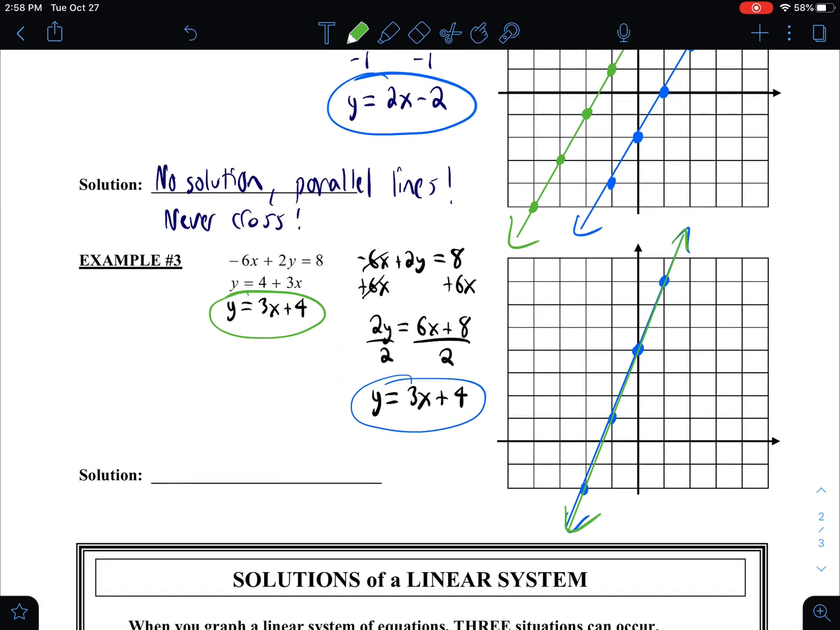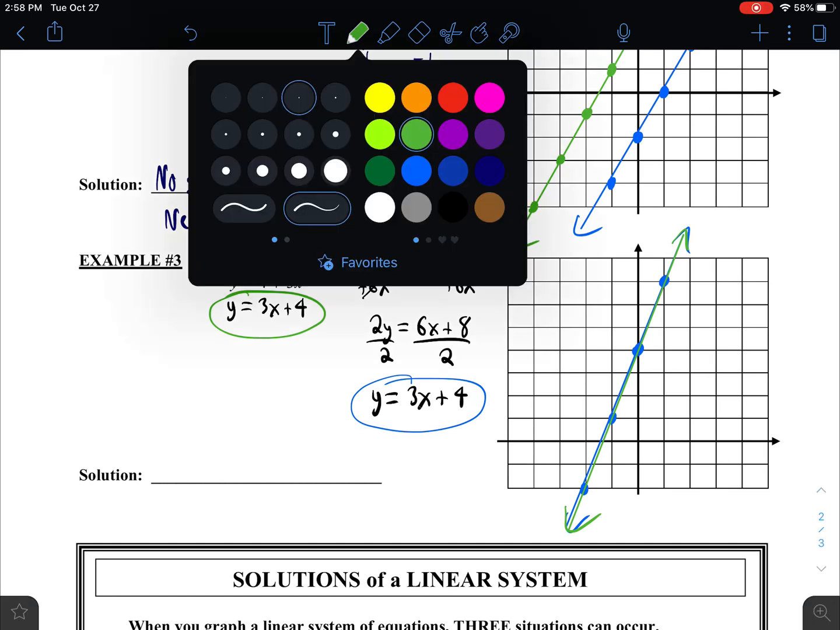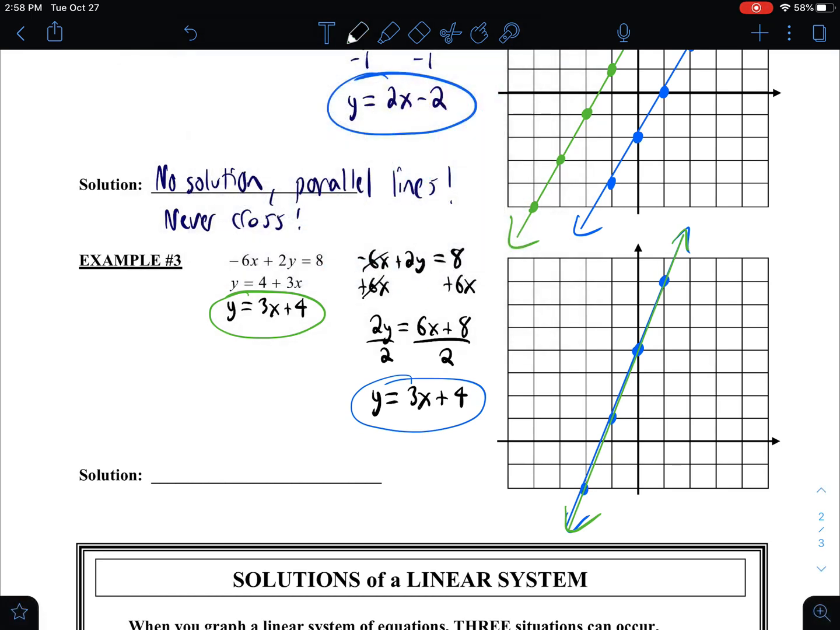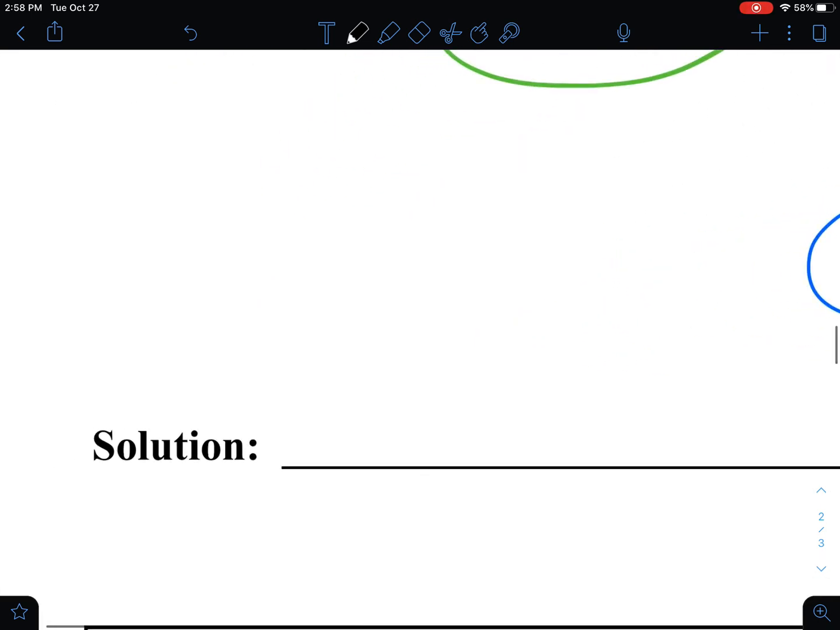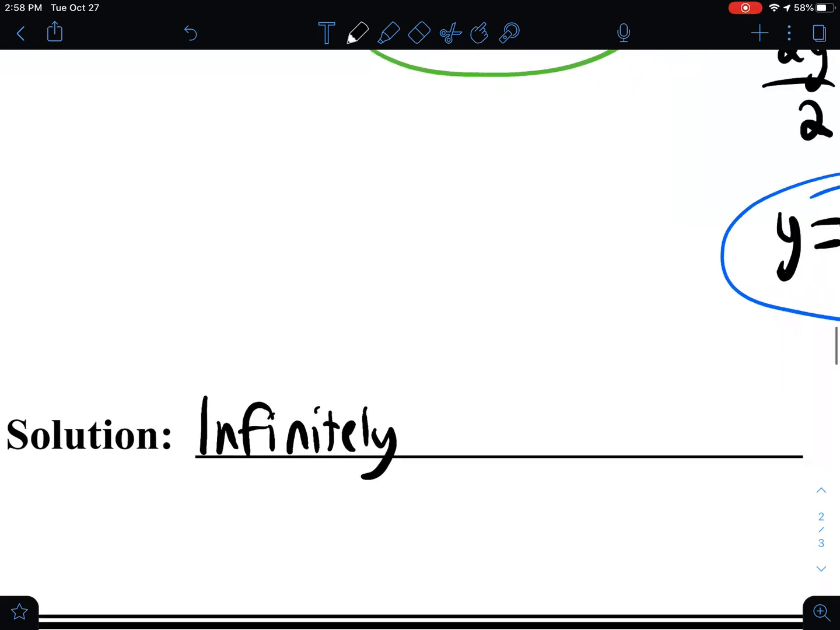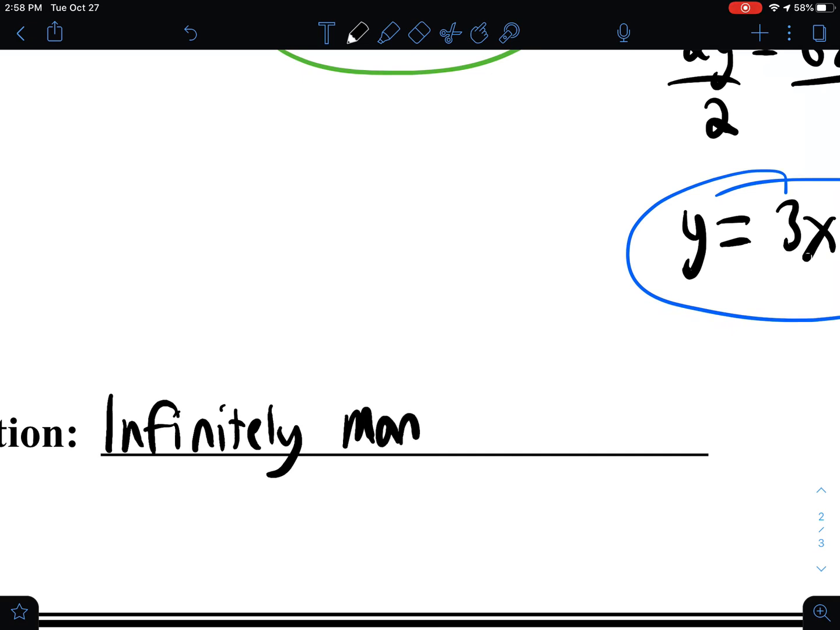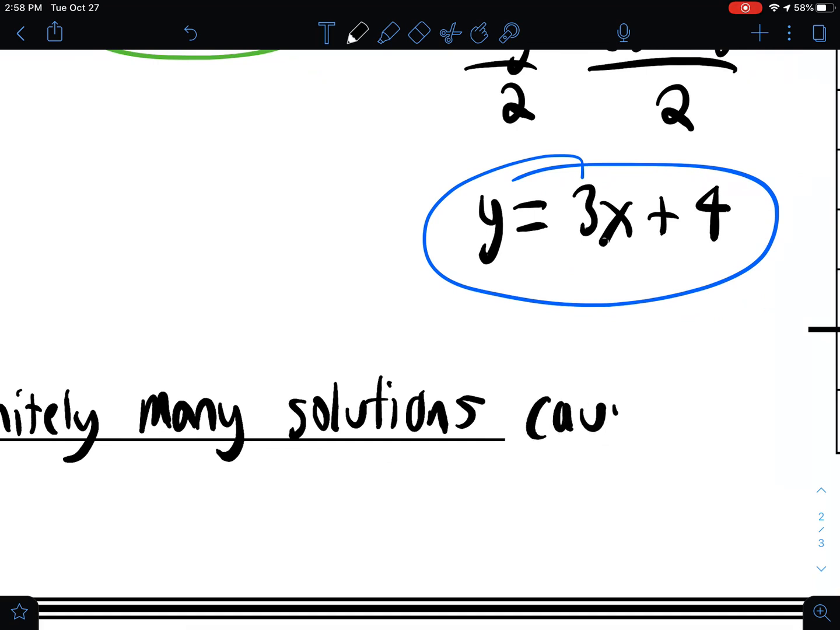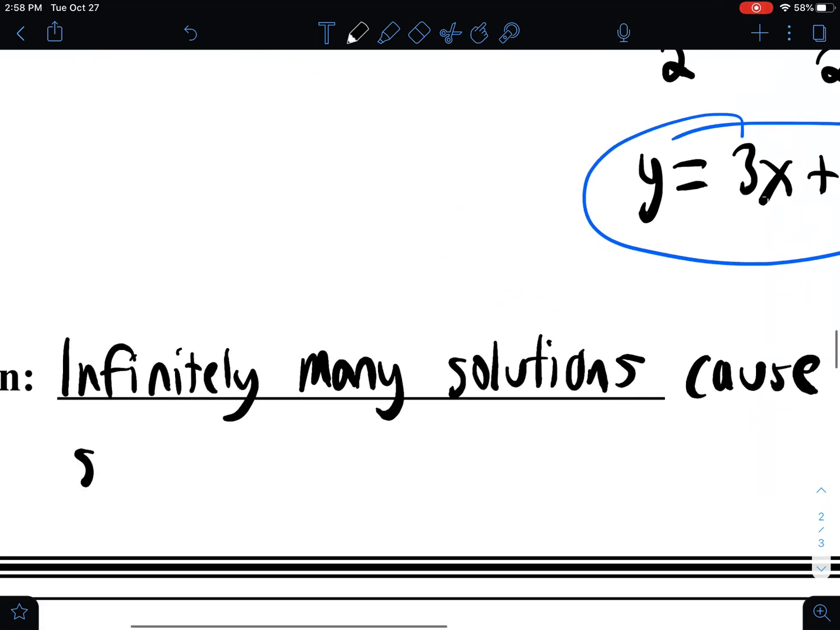So how many solutions are there? If it's the same line on top of itself, how many times do they cross, if it's the same line going on forever? Well, they cross infinite times, right? Because it's the same line. Each line is going to line up and cross itself infinite times. So this is going to be infinitely many solutions, because it's the same line.